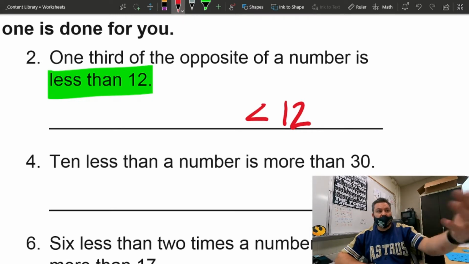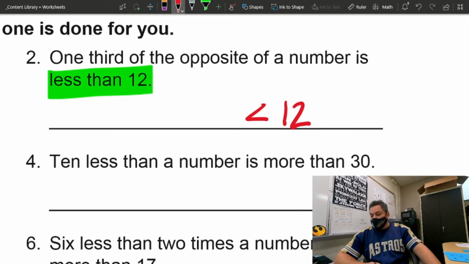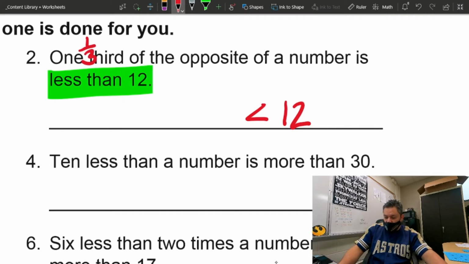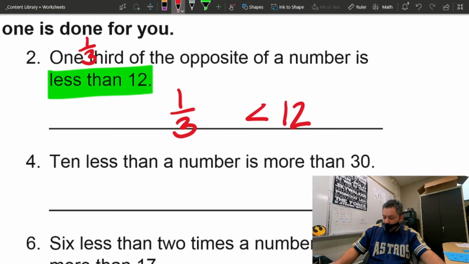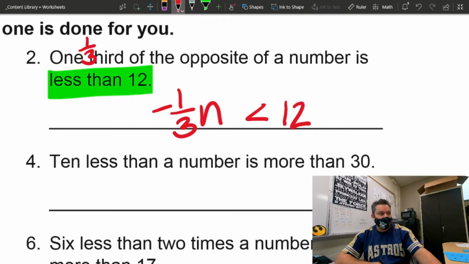And I'm going to work the other way, the rest of it. So 1/3 is literally one fraction. 1/3 of the opposite of a number. What does the opposite mean? What did we say opposite was? Negative. The opposite of a number. So 1/3 the opposite of a number is less than 12. And we're done with that. That's it. That one didn't have 2 steps. It only had 1 step.